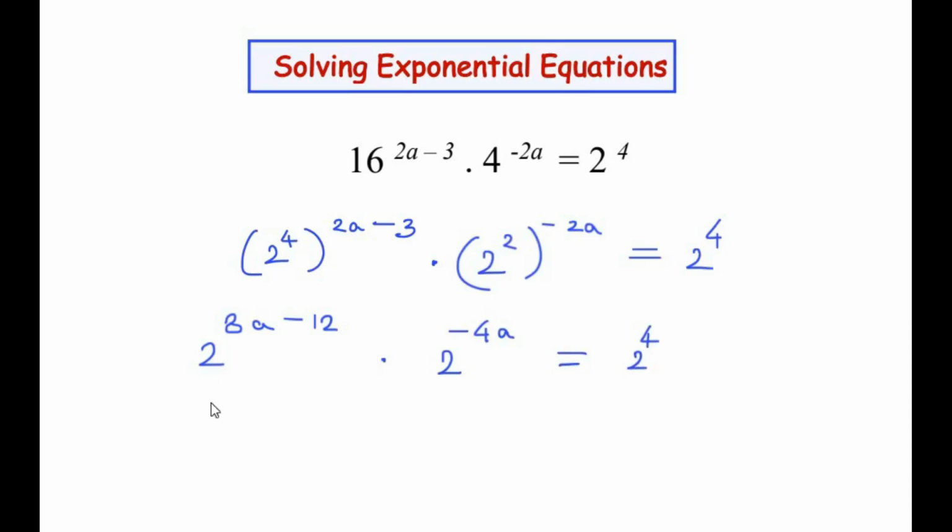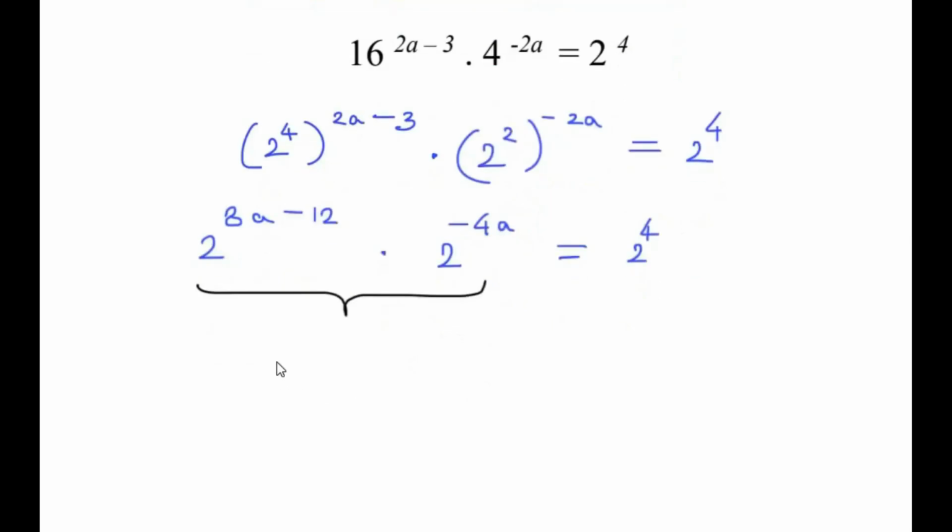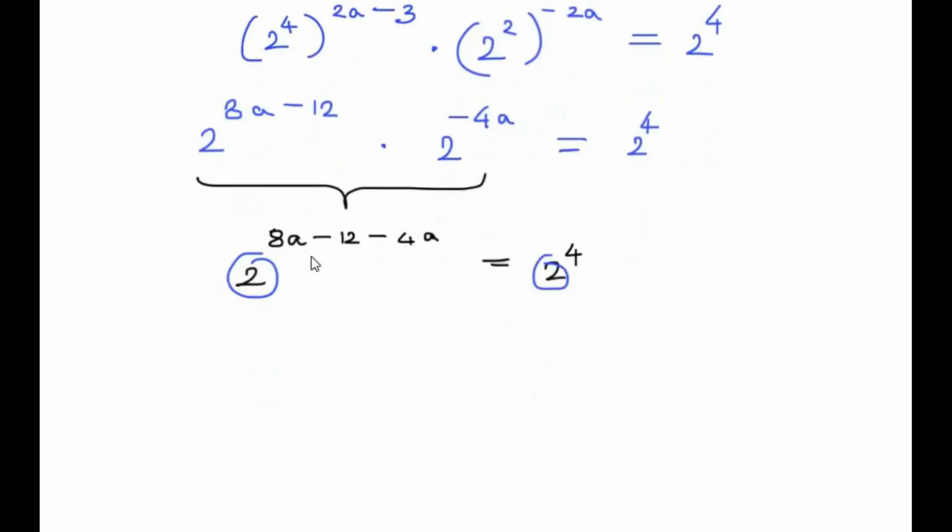Now again, here using the laws of indices, the bases are same and there is multiplication in between these two terms. So we are going to add the powers and write here 2 to the power of 8a minus 12 plus minus 4a is equal to 2 to the power of 4. Now here the bases have become same, so we can equate the powers now, and here we are going to write 8a minus 12 minus 4a is equal to 4.